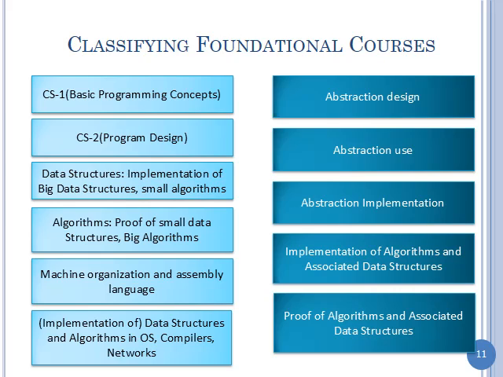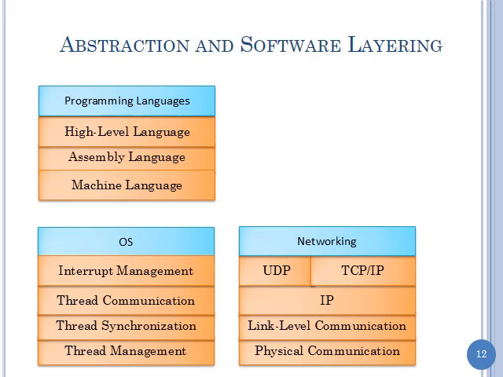OS is algorithms and data structures for another domain, okay, and in both cases there's a notion of layering. So in programming languages, there's high-level languages, assembly languages, machine languages, and there are assemblers and compilers. They're all called translators. They're called translators because they translate between abstractions.